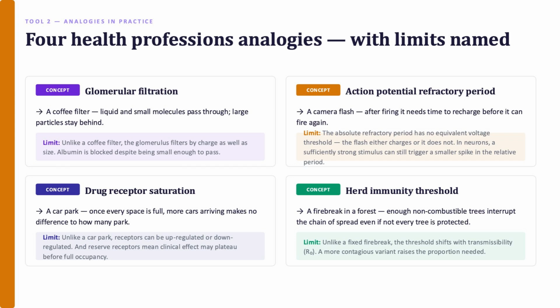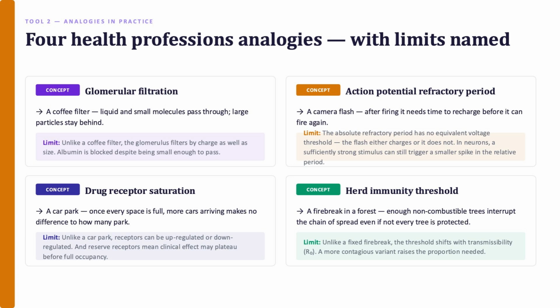As we examine these 4 health professions analogies, it's crucial to understand their limits, as the slide title suggests. First, consider glomerular filtration. The analogy of a coffee filter is helpful. Liquid and small molecules pass, while large particles remain. However, the limit must be noted. Unlike a simple filter, the glomerulus filters by charge, not just size, which is why albumin, though small, is typically blocked.